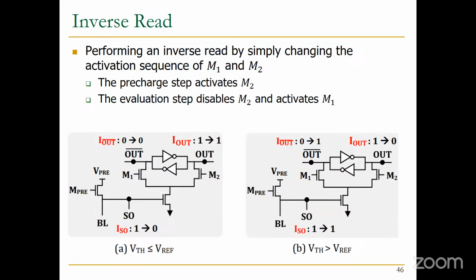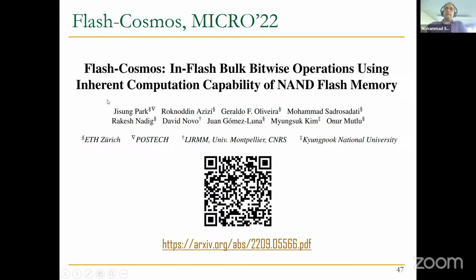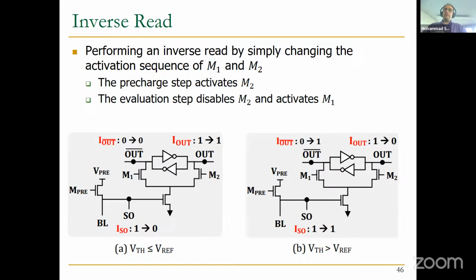With this inverse read, you can implement the NOT operation. It's one of the key techniques that we used in our Flash Cosmos paper, in which we propose computation inside the flash memory. It's not only the NOT operation. We also show how we can do AND and OR and combinations of AND and OR, as well as NAND and NOR, XOR and XNOR.